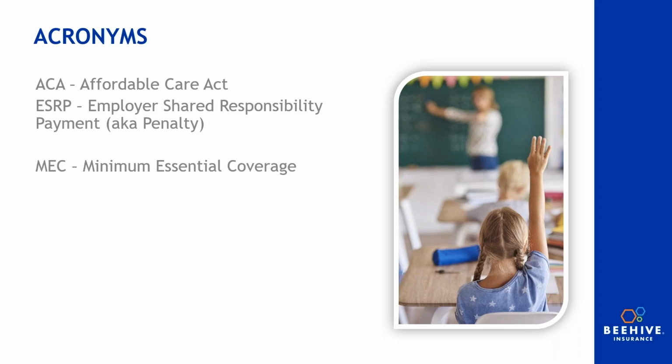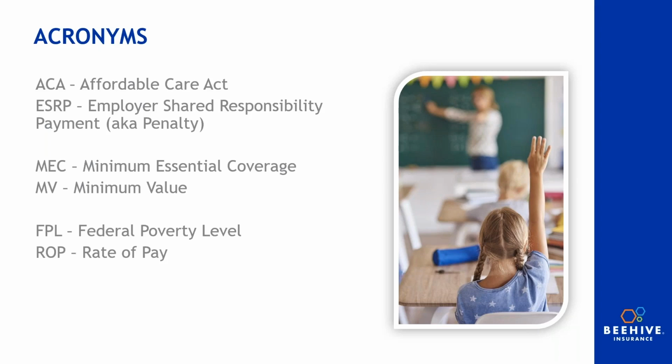It's easier, and it's the way we've ended up doing things. We have MV for minimum value. And then when it comes to affordability, we are going to be using the FPL for federal poverty level and ROP for rate of pay. So those are the acronyms we're going to be using today in our webinar as we are discussing affordability, quality coverage, and the penalties that may be assessed if you do need to comply with the Affordable Care Act.